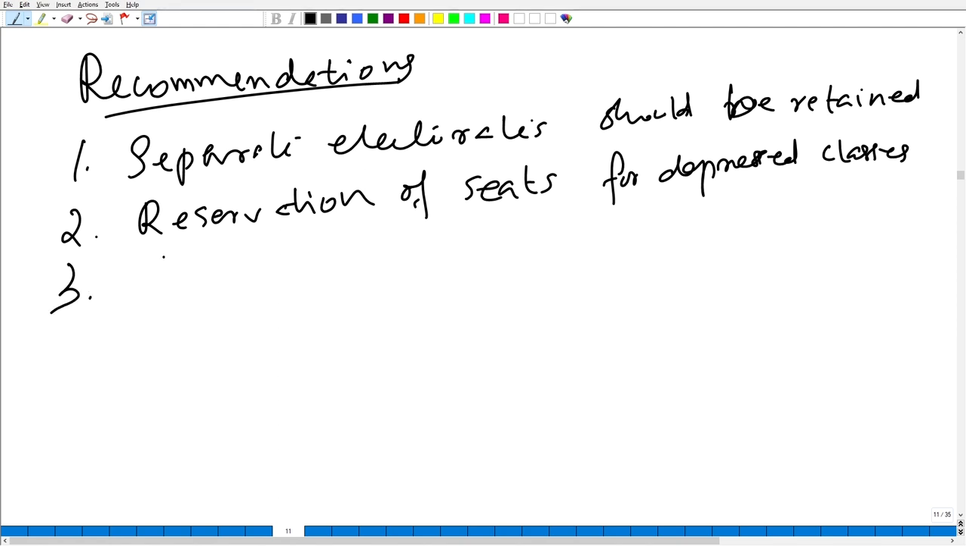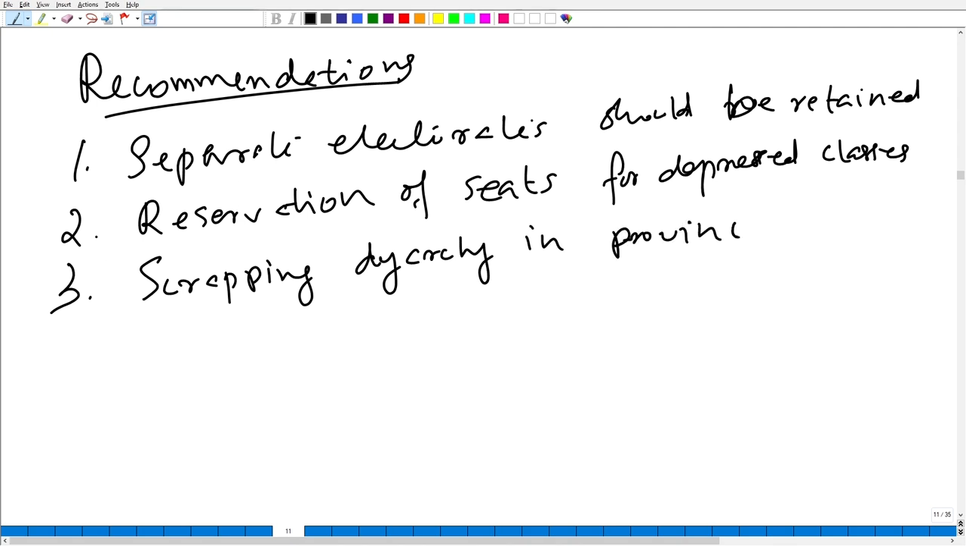Third recommendation, ending of the diarchy in provinces. Through the Government of India Act 1919, a diarchical scheme of administration was introduced in provinces. It was a total failure. The Simon Commission recommended the abolition of the diarchical scheme of administration in provinces.